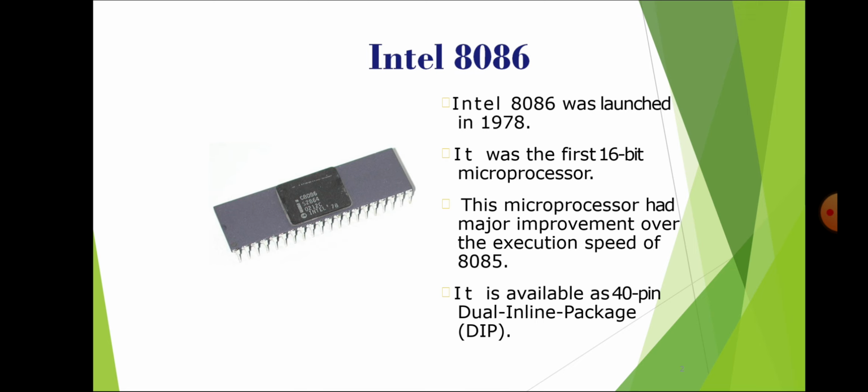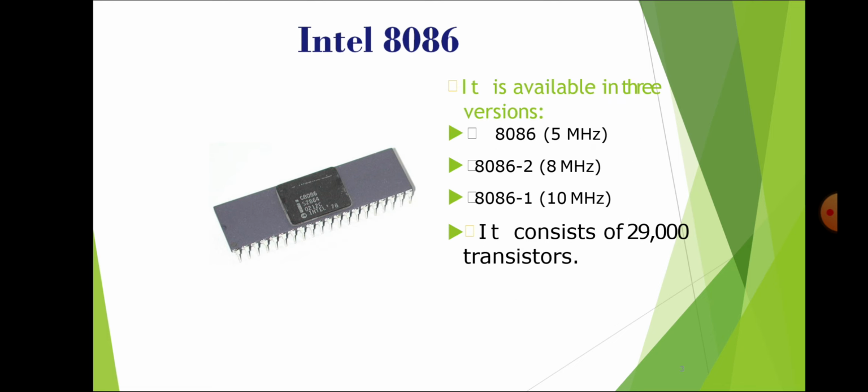Now it is available in 40 pins, a dual inline package, called DIP. Next, the Intel 8086 is available in three versions: 5 megahertz, 8086-2 at 8 megahertz, and 8086-1 at 10 megahertz, and it consists of almost 29,000 transistors. This megahertz is nothing but the speed of your processor.